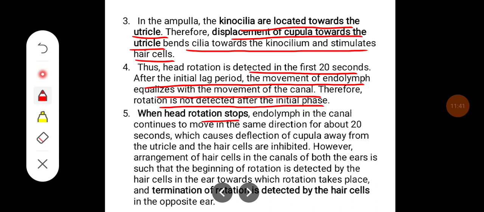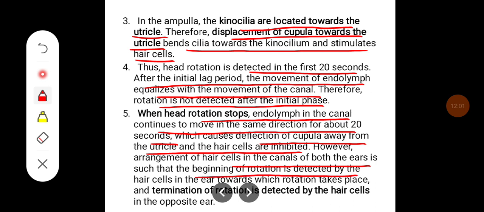When the head rotation stops, the endolymph in the canal continues to move in the same direction for about 20 seconds, which causes the deflection of the cupula away from the utricle, and hair cells are inhibited. However, the arrangement of hair cells in the canals of both ears is such that the beginning of rotation is detected by the hair cells in the ear towards which the rotation takes place, and termination of the rotation is detected by the hair cells in the opposite ear.